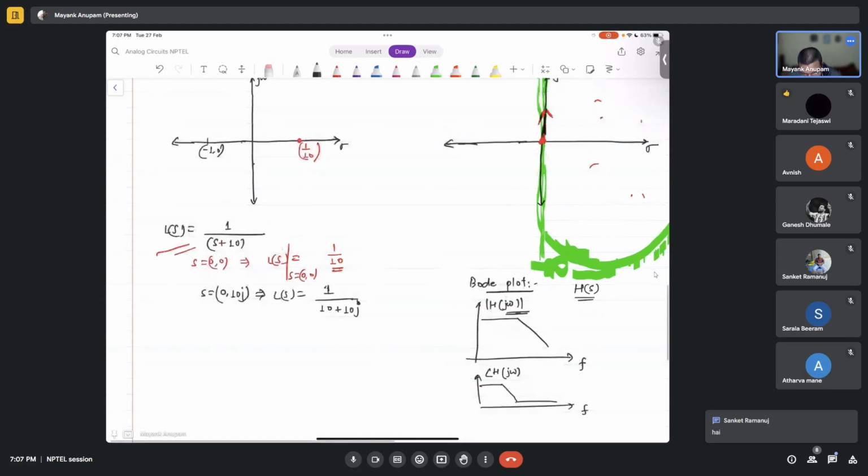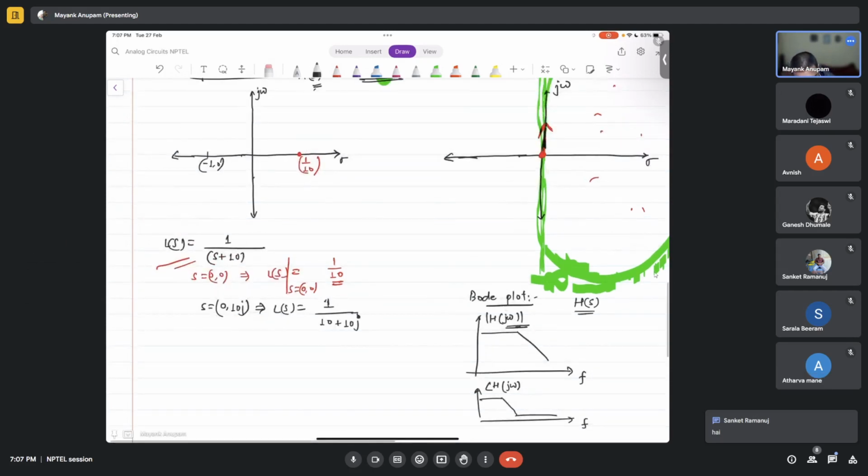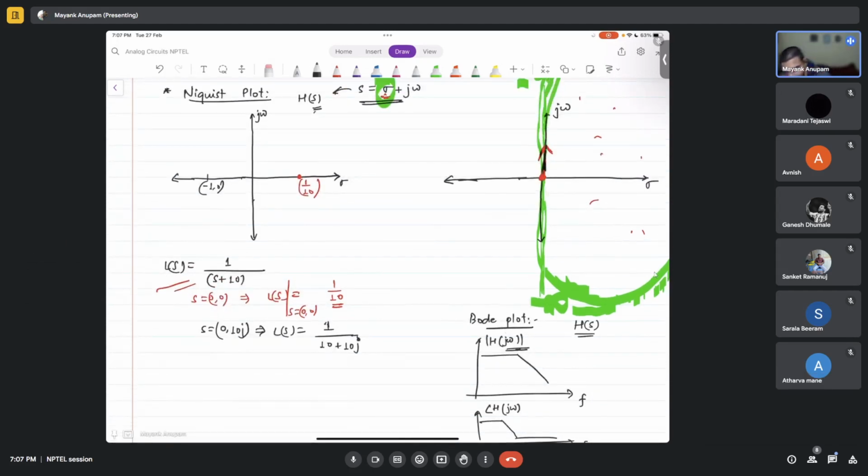Good. So if it is 10 plus 10j, where will it lie on this plane? On this plane, where will this number 1 over 10 plus 10j lie? First tell me which quadrant. This one, this one, this one, or this one. So this is first quadrant, second, third, fourth. In which quadrant should it lie? First. It should lie in the first quadrant.